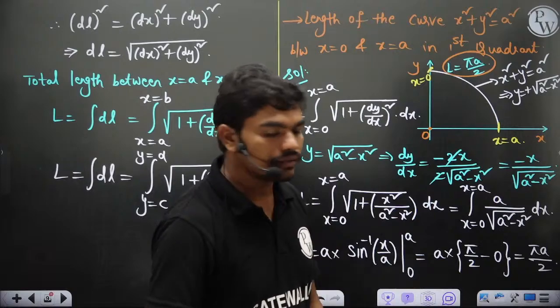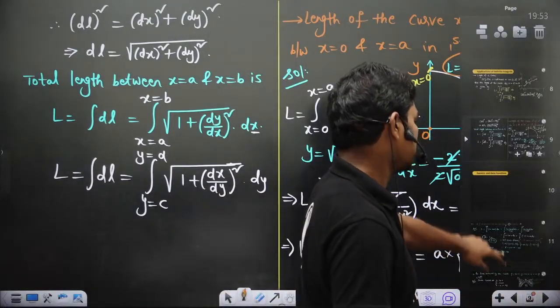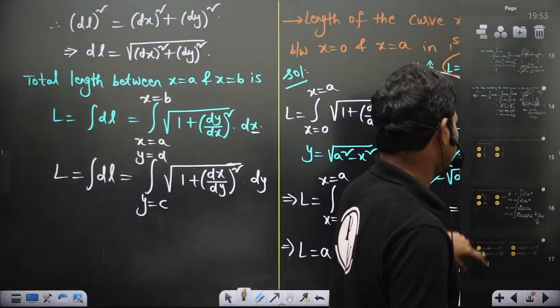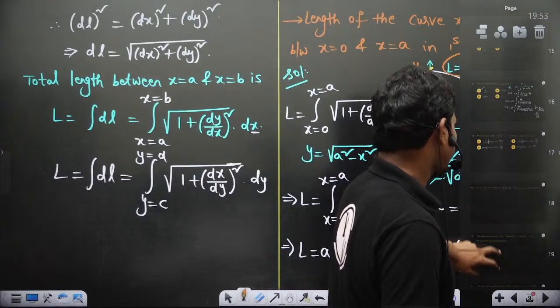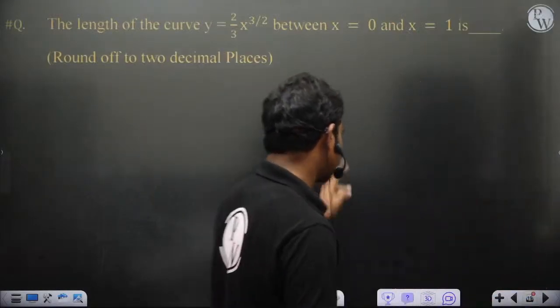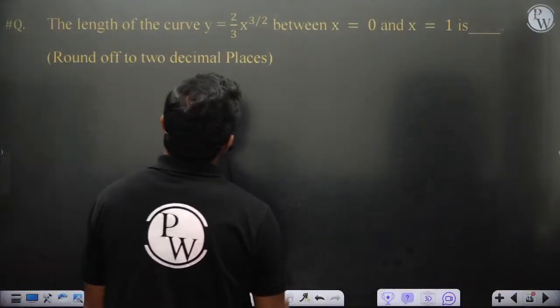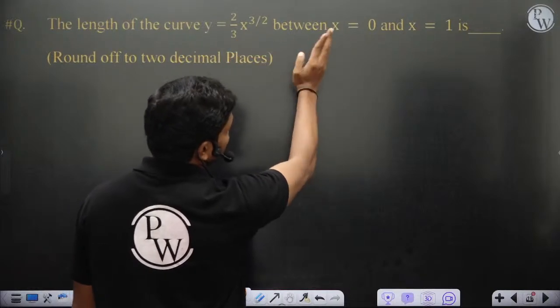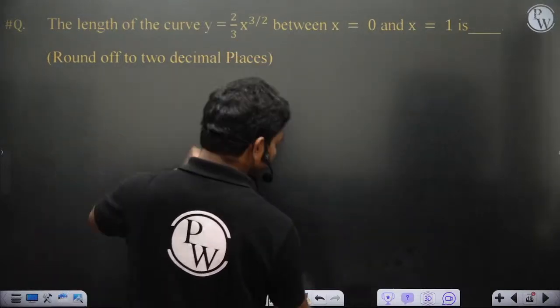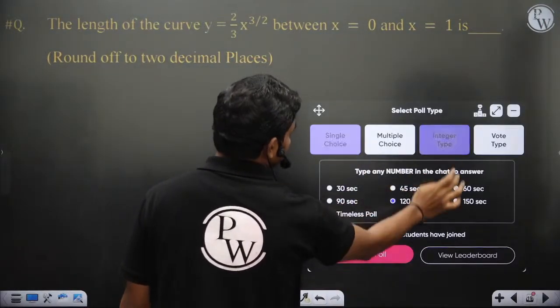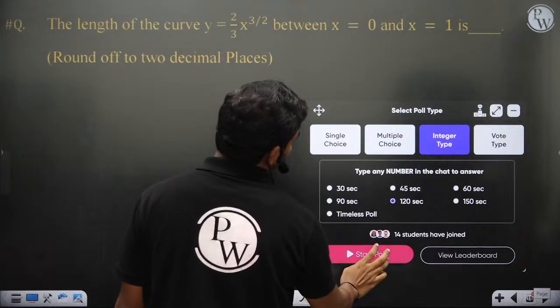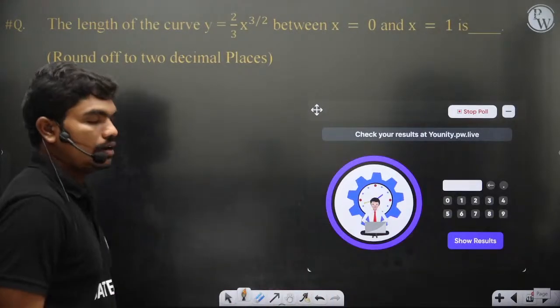Okay, so let me give you one question now to deal with. Come on, do this question. The length of the curve y equal to 2/3 x power 3 by 2 between x equal to 0 and x equal to 1 is dash, round off to 2 decimals. Do this integer type. So 2 minutes I am giving you.